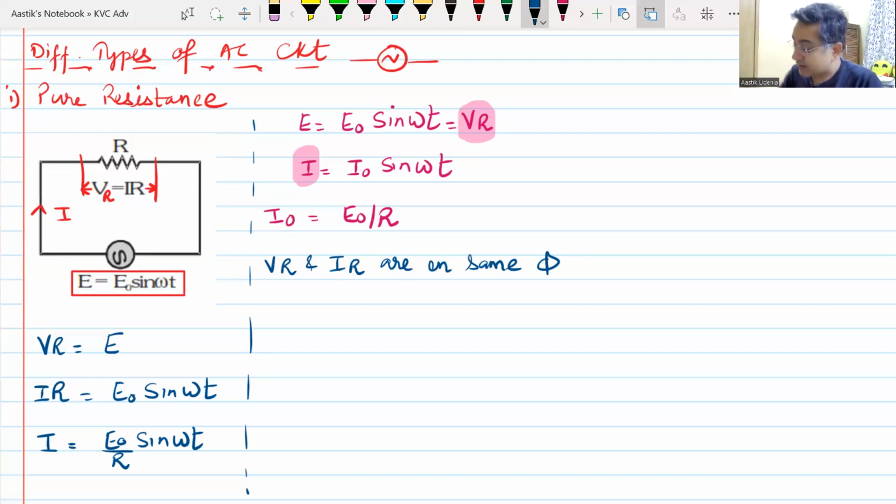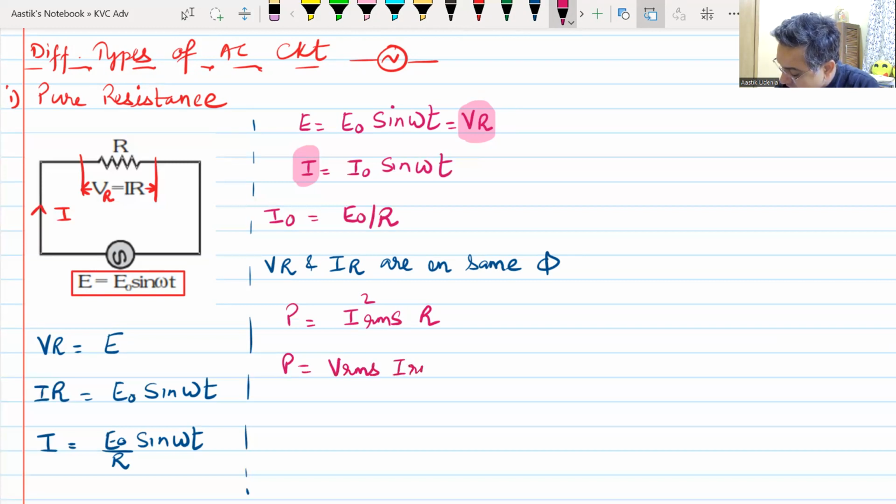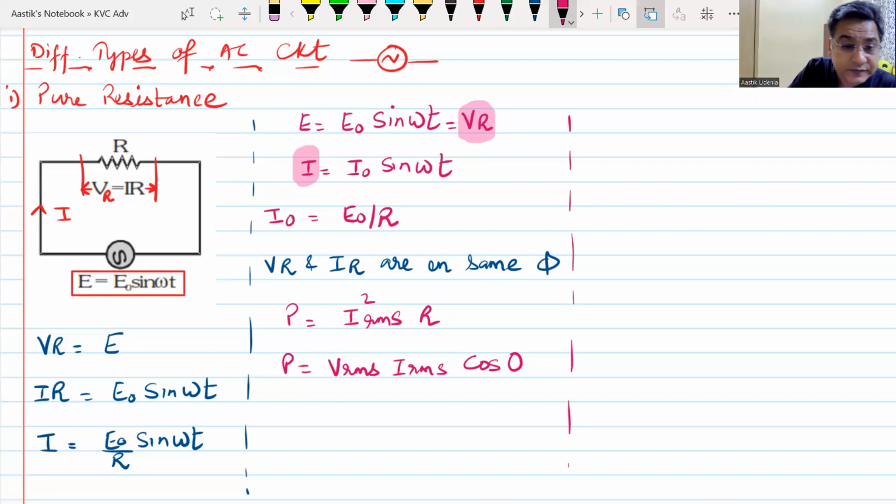Now, if someone asks you what is the average power in this, you can simply find it out by multiplying I square RMS by R, or you can also find it as VRMS into IRMS into cos of phi. What will be the angle phi? 0, sir. Cos of 0. So your circuit is solved. Do we understand how we have solved this circuit?